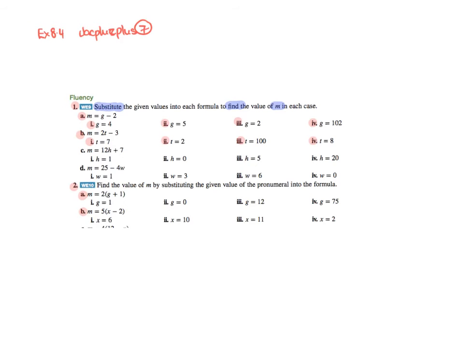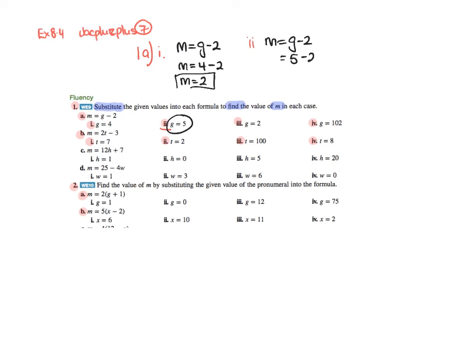So if I look up here, I'm going to write up here, this is 1a, and I'm doing i. The formula says M equals G minus 2, but in the first one, they're saying G is 4. So every time I see G, I'll put a 4. So 4 minus 2, so M equals 2. There's my answer. If I do this one, ii, the formula is still the same, M equals G minus 2, but this time G is 5. So I'm going to say 5 minus 2, so 3. M equals 3. And there's my answer. I'll let you do the rest.